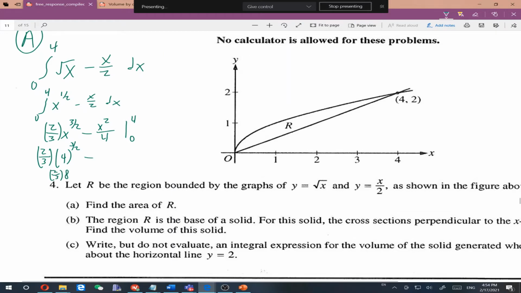For the next one, plug in 4 in here. I'll get 16 over 4, or 4. When I plug in 0 for our lower bounds, I'm going to get 0 for both of those. So this is 16/3 minus 12/3, which is how much? 4 over 3.